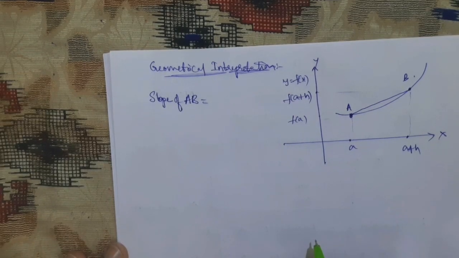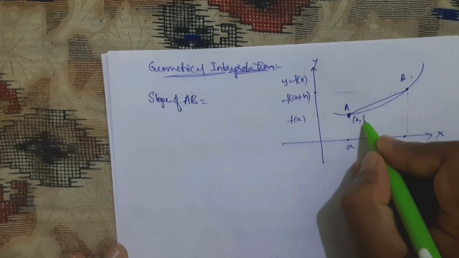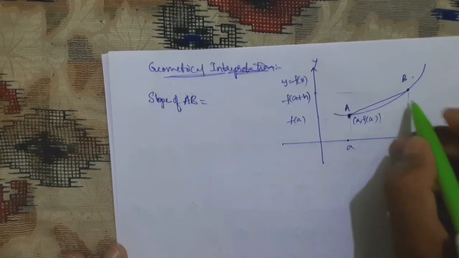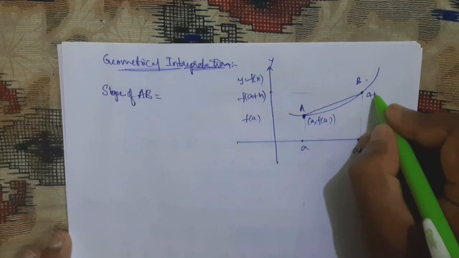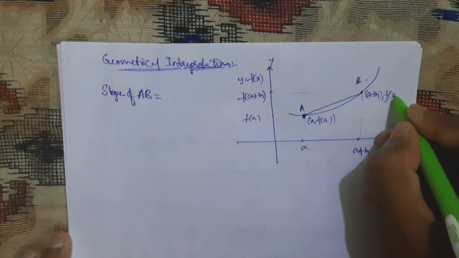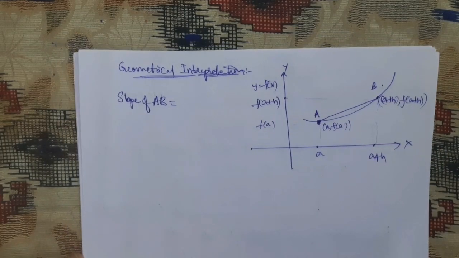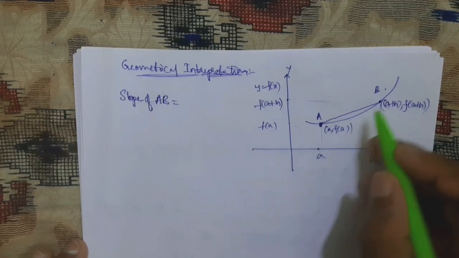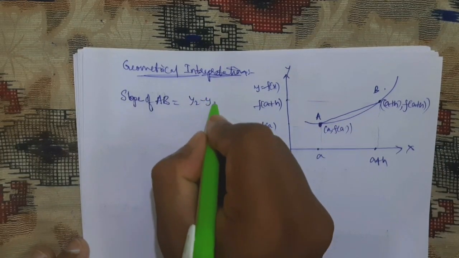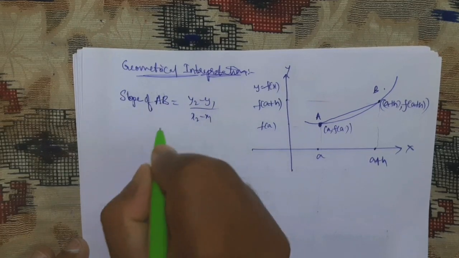Why? Because we have 2 points. What are those 2 points? A comma f of a, that is the x comma y point, and a plus h comma f of a plus h. This is the x1 y1 point, this is the x2 y2 point. We know how to find the slope of 2 points, nothing but y2 minus y1 by x2 minus x1.